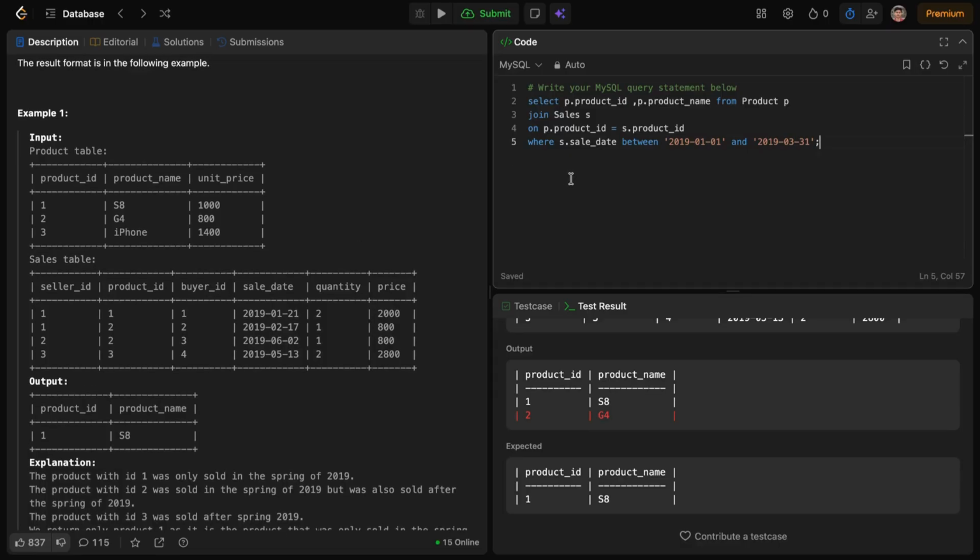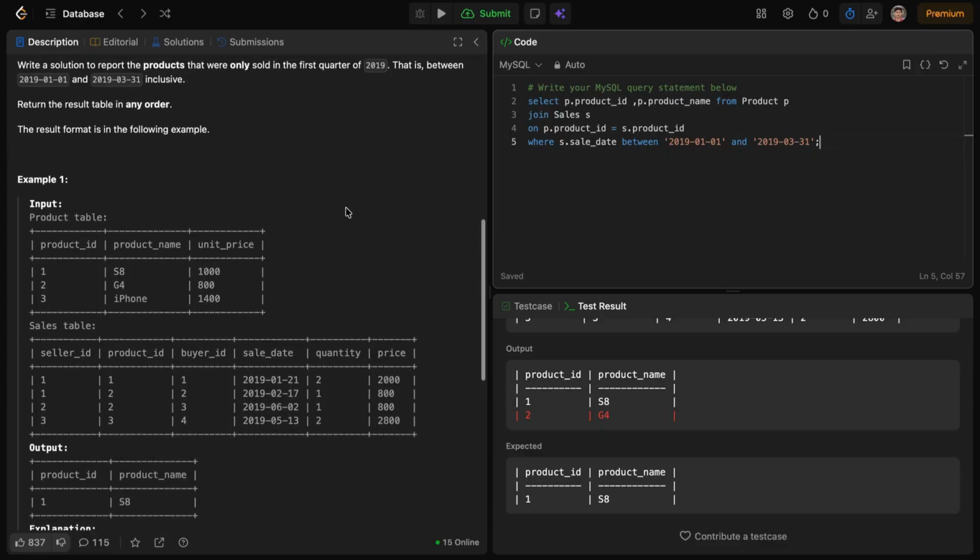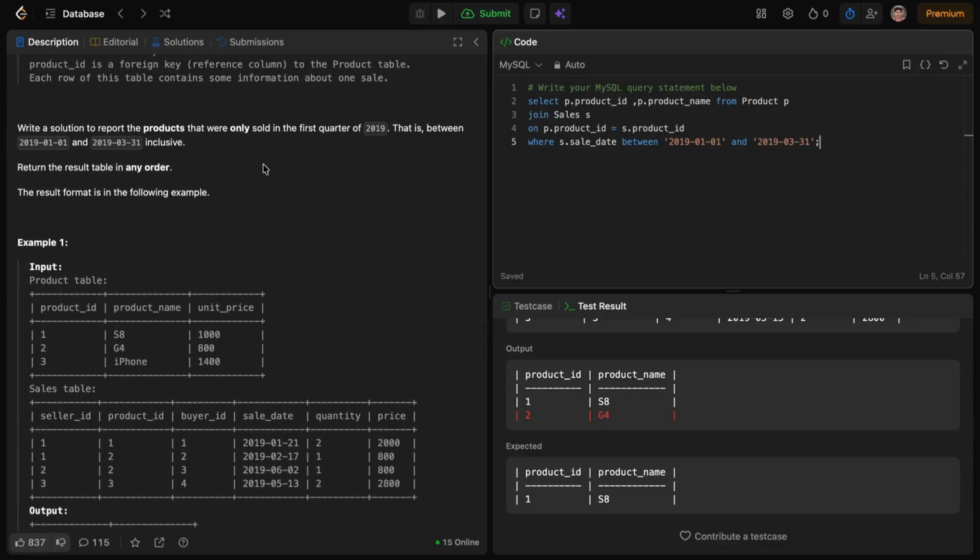If you see, they have a certain period, from this date to this date only. So never use between here. We have to see that the minimum date is 1st Jan and the maximum date is 31st March. So we're going to use minimum and maximum, not the between.